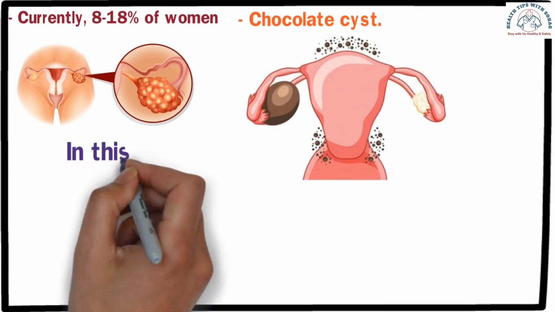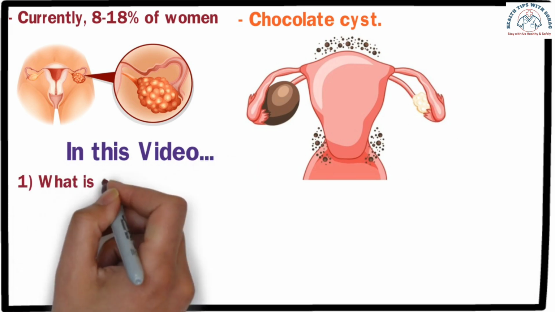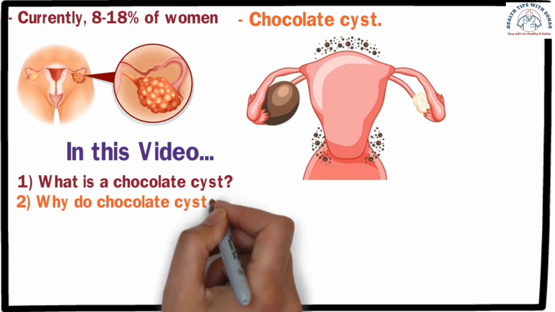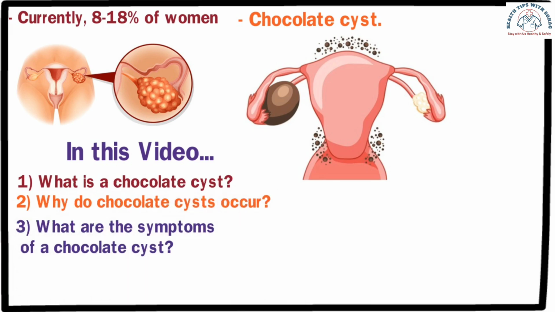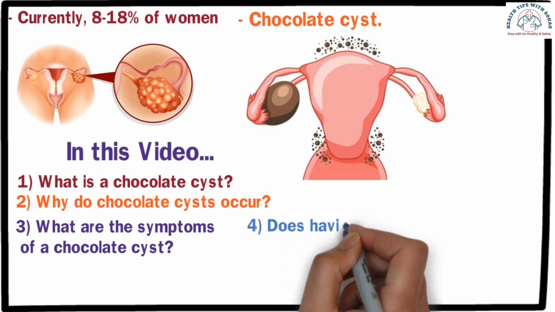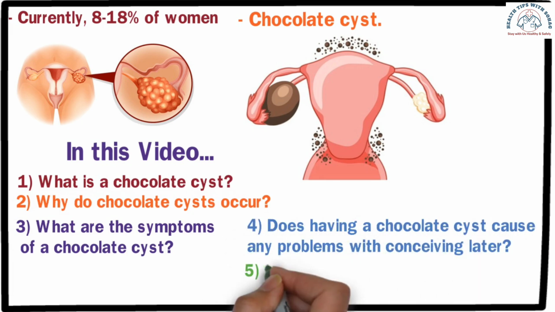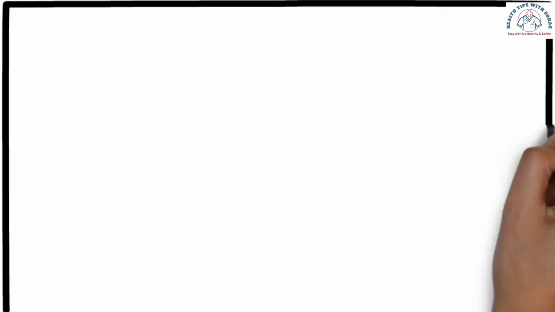So, in today's video, I will discuss with you: number 1, what is chocolate cyst? Number 2, why do chocolate cysts occur? Number 3, what are the symptoms of chocolate cyst? Number 4, does having a chocolate cyst cause any problem with conceiving later? Number 5, how to treat chocolate cyst. So, let's get started. What is chocolate cyst?